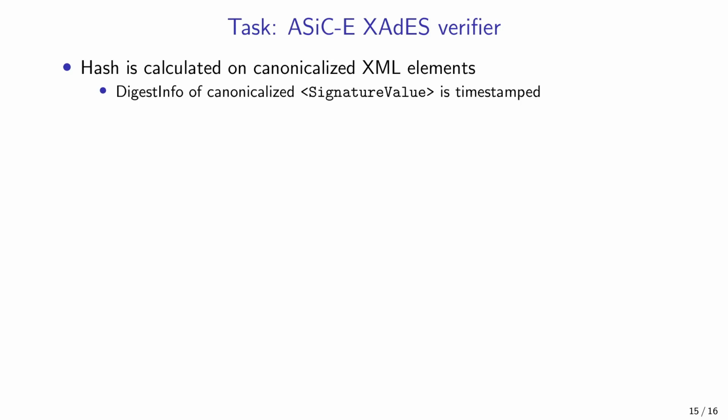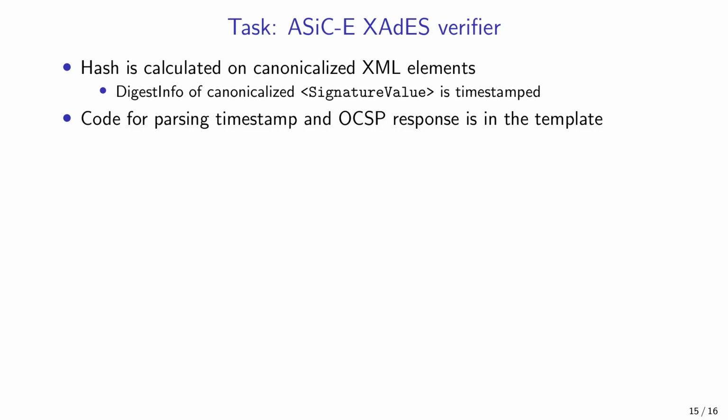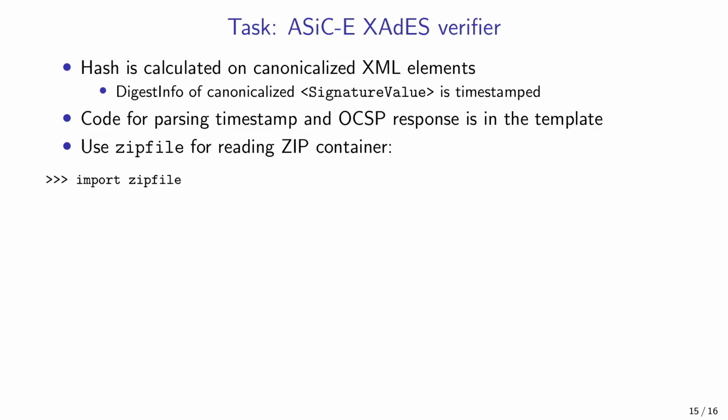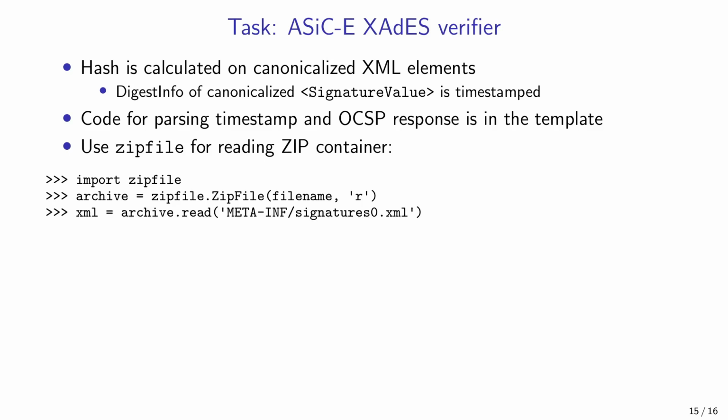Okay? What is perhaps not very intuitive is that the digest info of the canonicalized signature value element is in the timestamp, and not the signature bytes directly. Take this into account when verifying the hash in the timestamp. Code for parsing timestamp and OCSP response is in the template. Use the zipfile module for reading the zip container. First import the zipfile module, open the zip archive and create an archive object. Then the files can be read using the read method on the archive.